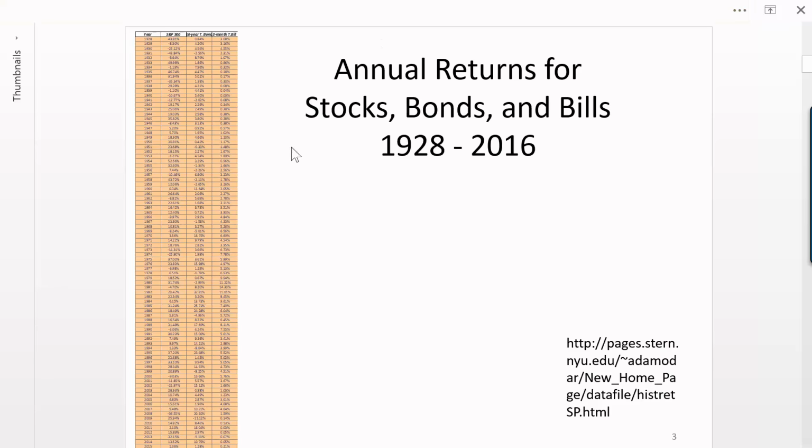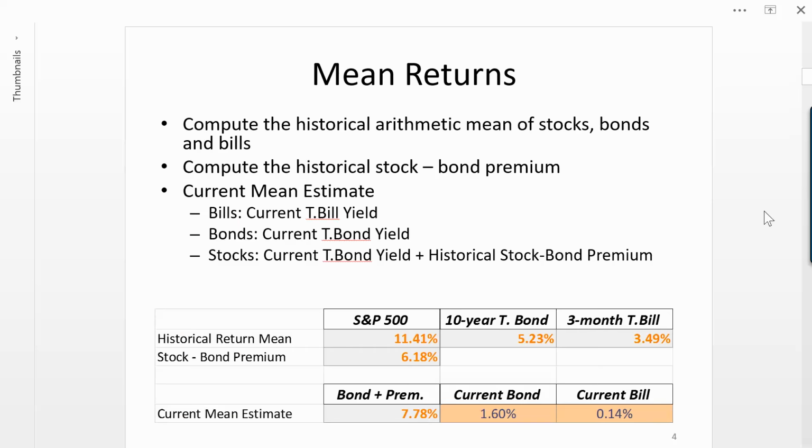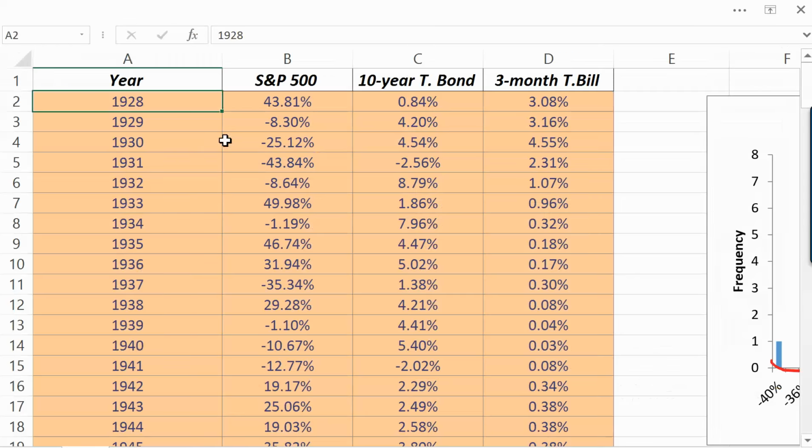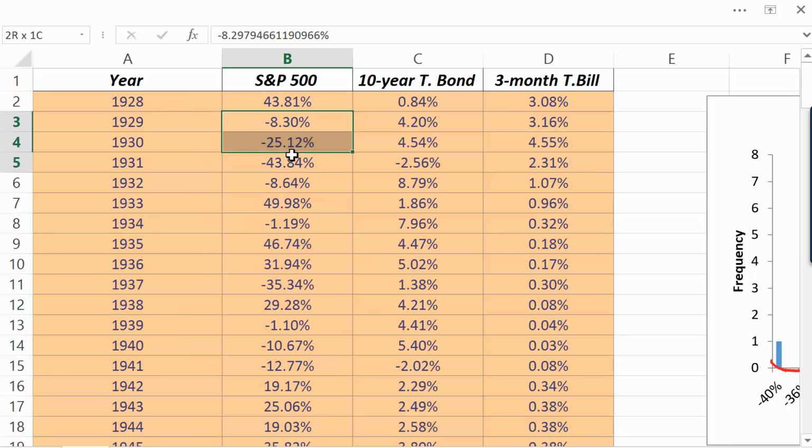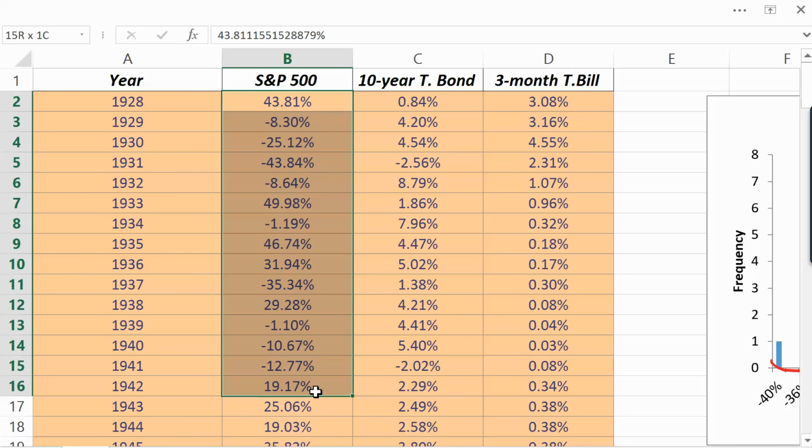We'll start with data from Damodaran that has the returns of the S&P 500, 10-year Treasury bonds, and Treasury bills from 1928 to 2015 or 16. So I have this data, and you can see that the return of the S&P 500 in year 1928 was 43%. You can see the stock market crash, the recession, a bit of a rebound, and some more bad years. And what you notice is it's very volatile.